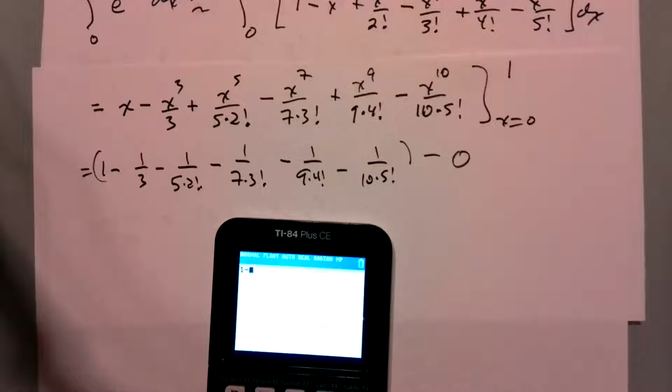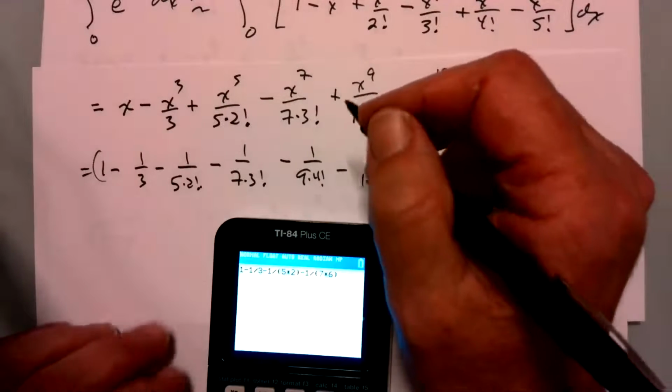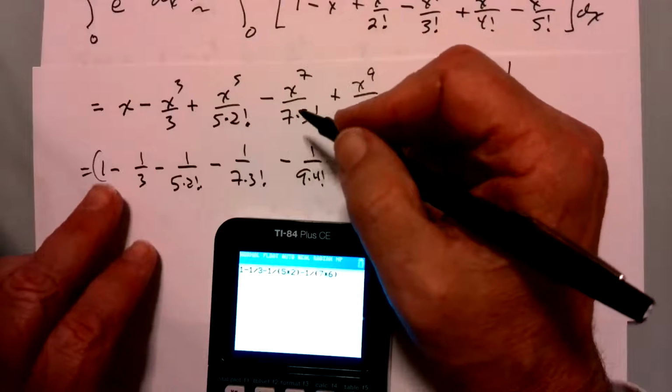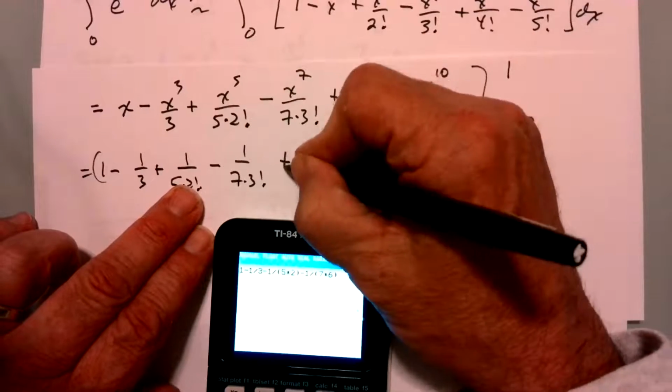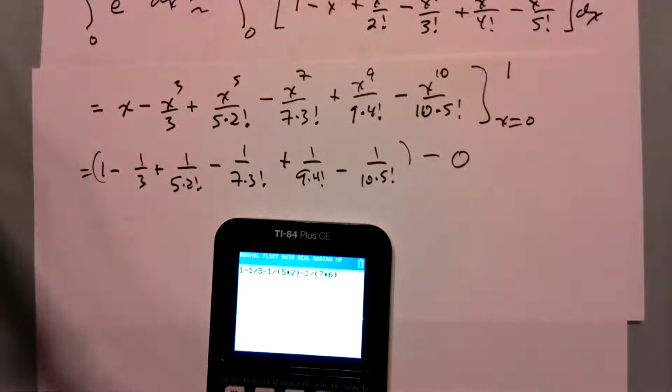So I have 1 minus 1 over 3 minus 1 over 5 times 2 factorial, which is just 2, minus 1 over 7 times 3 factorial. 3 times 2 times 1 is 6. Got a sign issue here somewhere. This should be minus. That, of course, is plus. That's minus. That's plus. That's minus. So let me fix that.